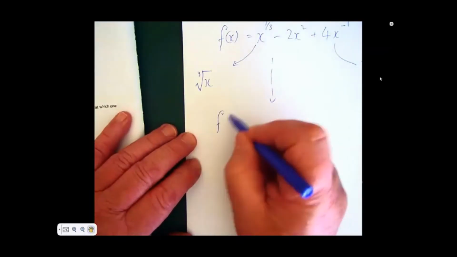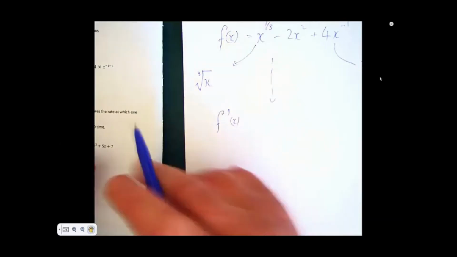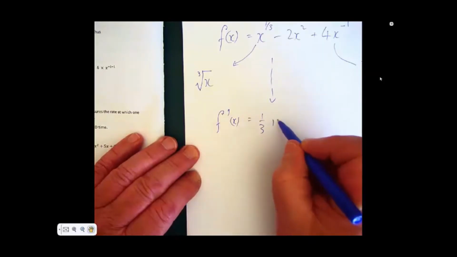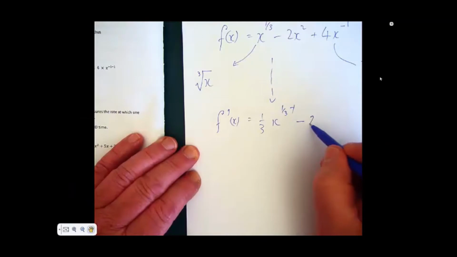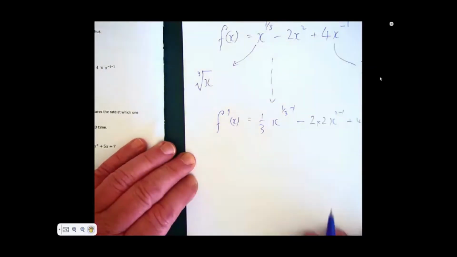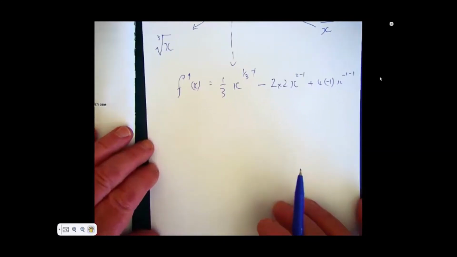So f dash x, this means the first derived form, is going to be as follows. Multiplied by the power, reduce the power by 1. Multiplied by the power, reduce the power by 1. Multiplied by the power, and reduce the power by 1. You've got to be very careful here. You've got to watch what your signs are and check this out all the time. Here we go.